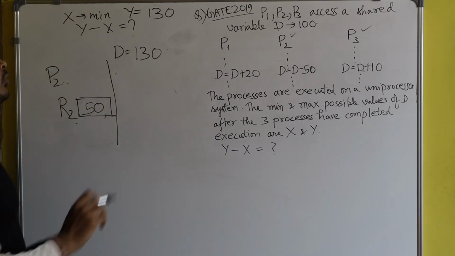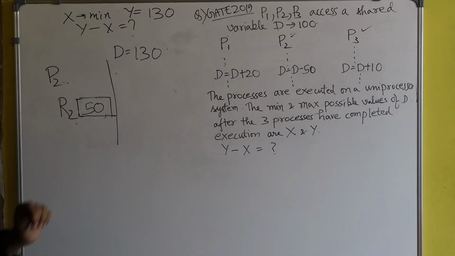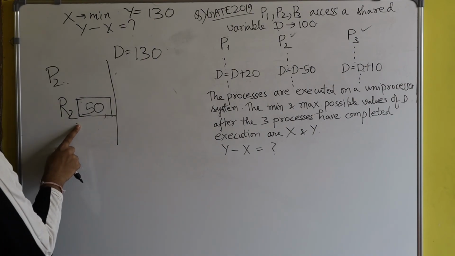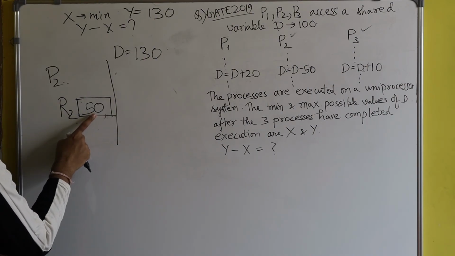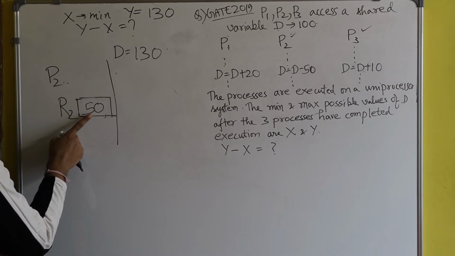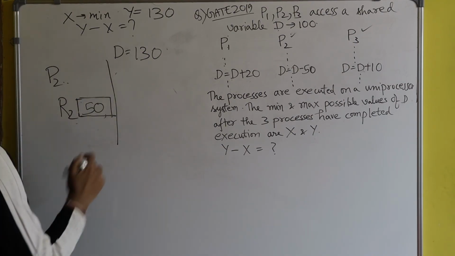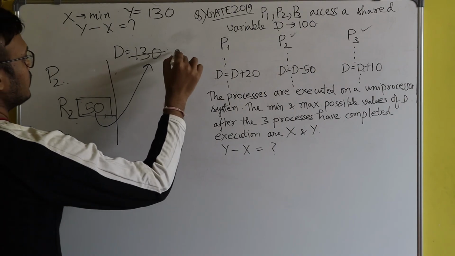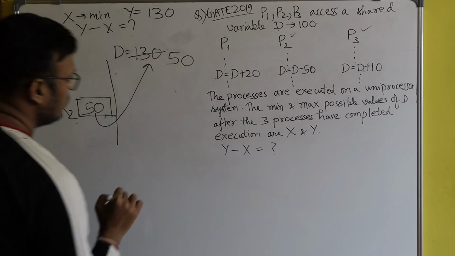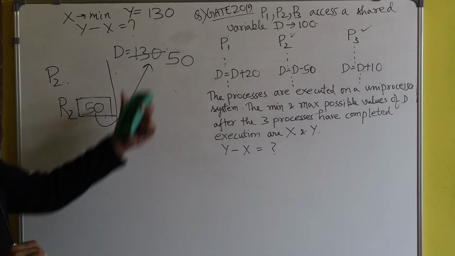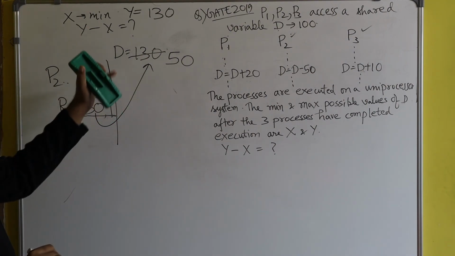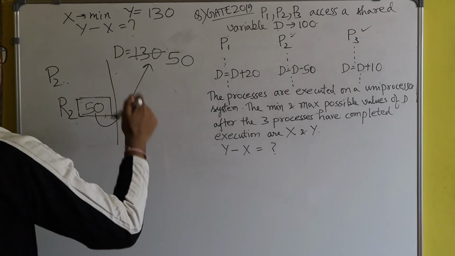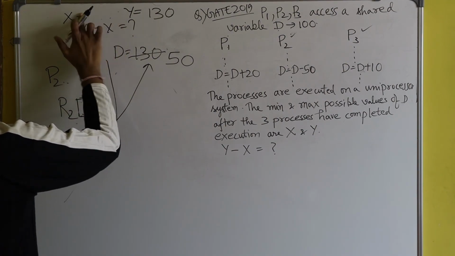So now suppose CPU is given back to process P2. Process P2 had done the calculation part, so process P2 still holds this value 50. Now process P2 will update this value to D. So now this 50 will be updated here, and the D value becomes 50. So what is the minimum value of D? That is 50. And what was the maximum value? 130. So the minimum value is x equal to 50.